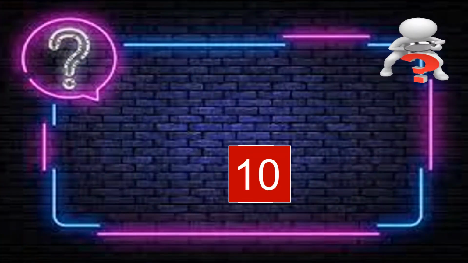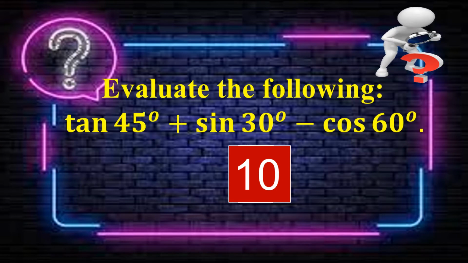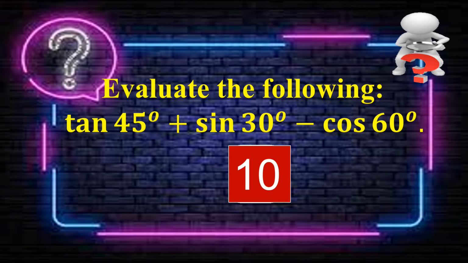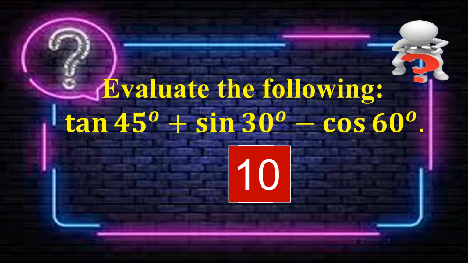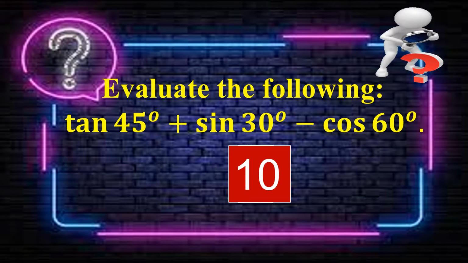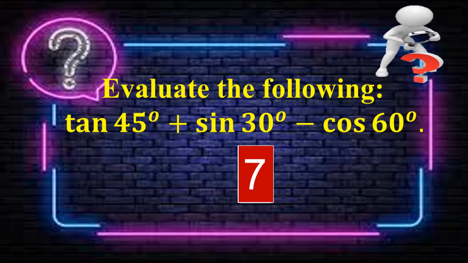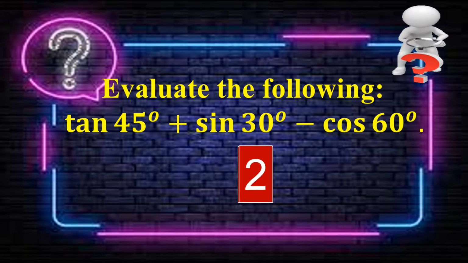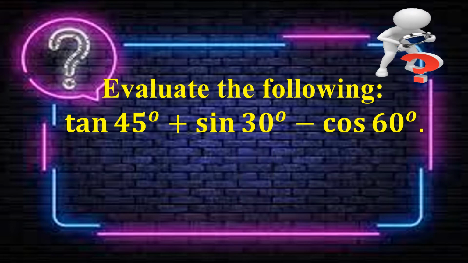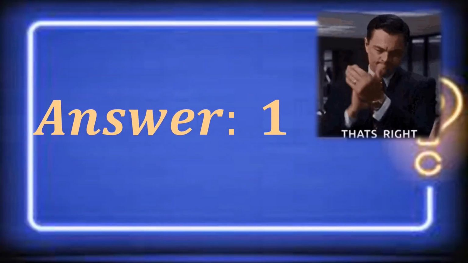Now I will give you 10 seconds to answer this one. Let us read together. Evaluate the following. Tan 45 degrees plus sine 30 degrees minus cosine 60 degrees is equal to what? Using your hand trick. Timer starts now. What is your answer? That's right. The answer is 1.